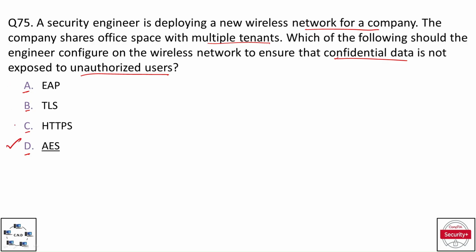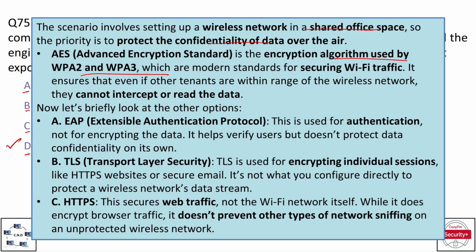Option D, AES, that is Advanced Encryption Standard. So the scenario involves setting up a wireless network in a shared office space. So the priority is to protect the confidentiality of data over the air. AES, or Advanced Encryption Standard, is the encryption algorithm used by WPA2 and WPA3, which are modern standards for securing Wi-Fi traffic. It ensures that even if other tenants are within the range of the wireless network, they cannot intercept or read the data. So now let's briefly look at the other options.